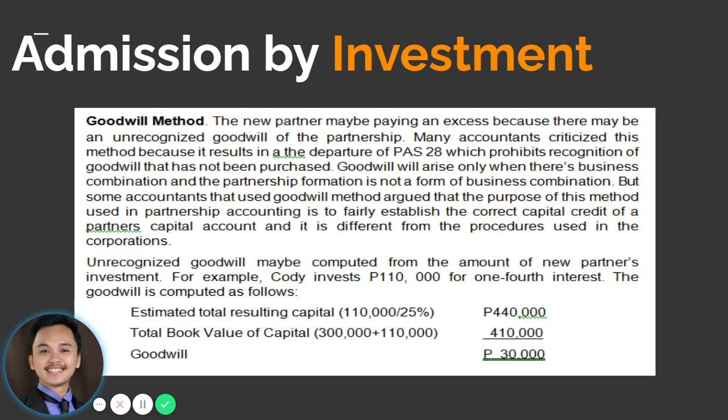So here, unrecognized goodwill may be computed from the amount of the new partner's investment. For example, Cody invests 110,000 for 1/4 interest. So the goodwill is computed as follows. Since he paid 110, compute for the 100%. So 110,000 divided by 25% gives you 440,000. And then the total book value of the partnership capital: 300,000 old partnership capital plus the new partner's investment of 110, so that's 410,000. So that means there is goodwill of 30,000.